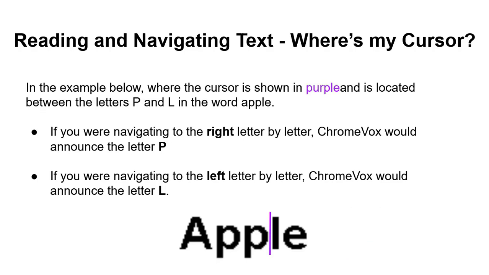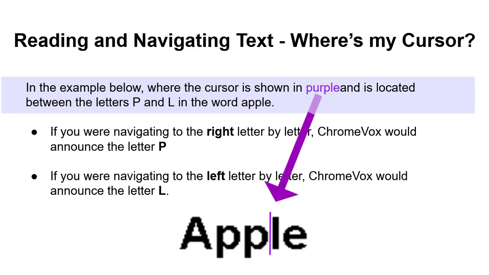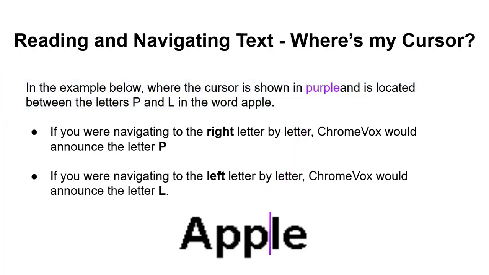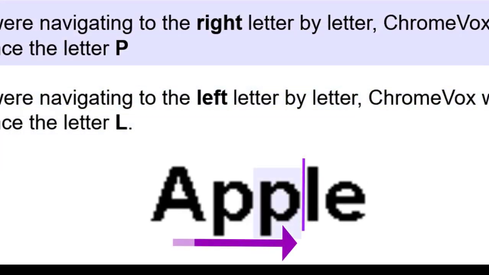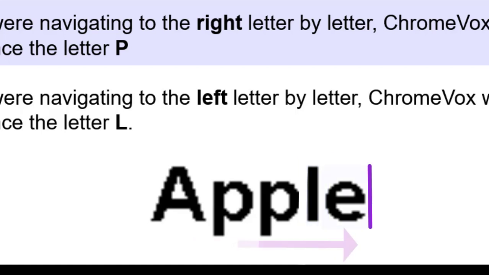Okay, reading and navigating text. Where's my cursor? In the example below is the word apple, and the cursor is shown in purple, and it's physically located between the P and the L in the word apple. So it's after the second P and before the letter L. If you had been navigating to the right, letter by letter, ChromeVox would have announced the letter P. So if you were to navigate again to the right, from where the cursor is presently located, it will announce the letter L. If you navigate to the right again, it'll announce the letter E. Okay, that's if you are navigating to the right.